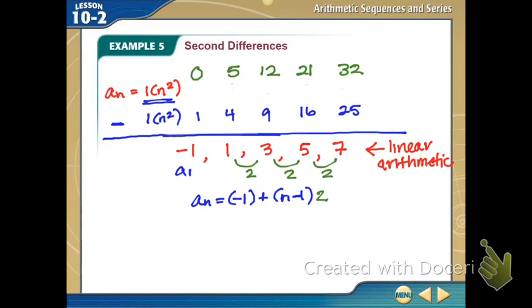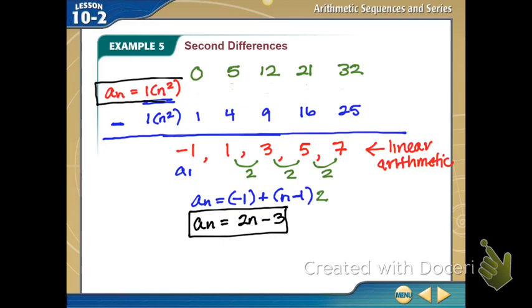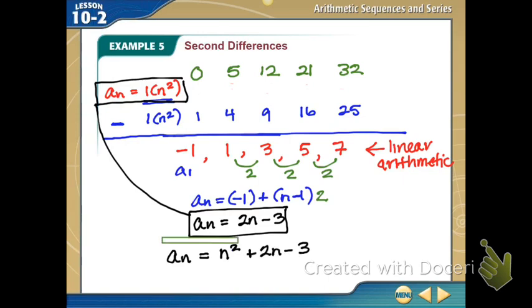Let's simplify this expression. We get A sub n equals 2n minus 3. So this and this are going to work together to form the entire formula for my quadratic sequence. It's going to be A sub n equals n squared plus 2n minus 3. And that's my formula.